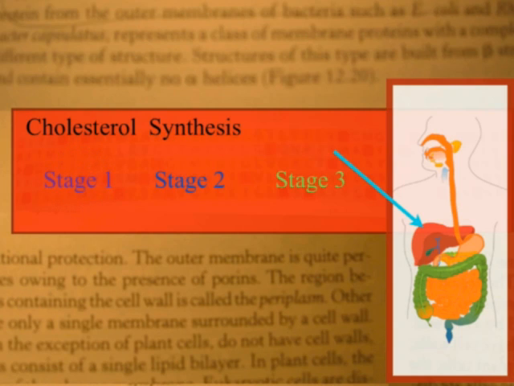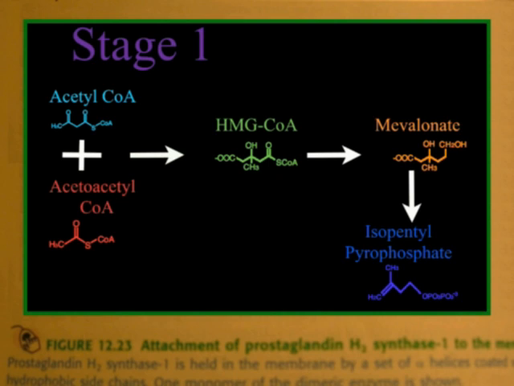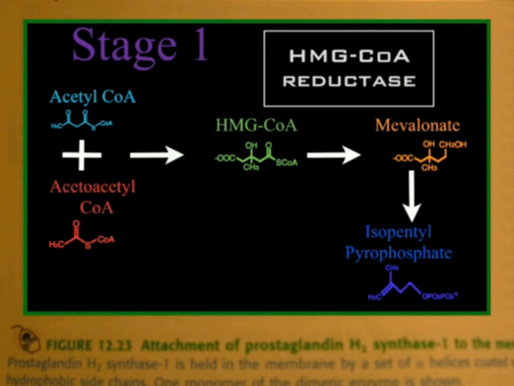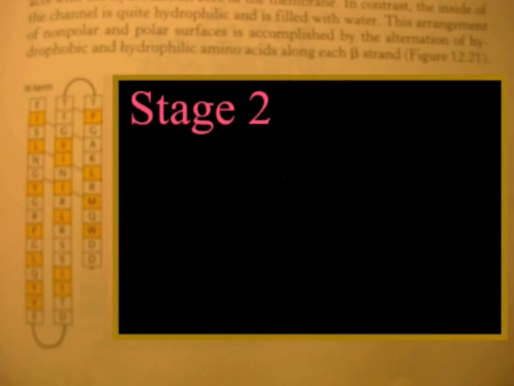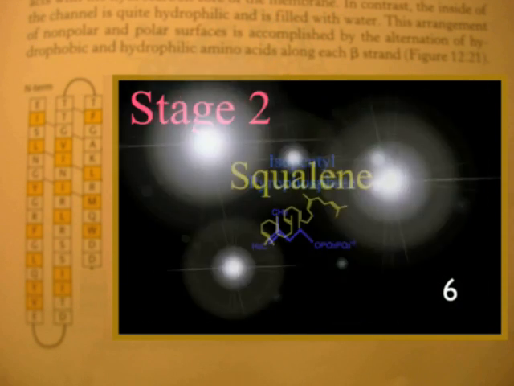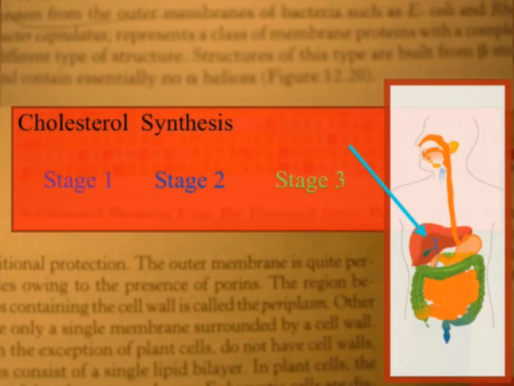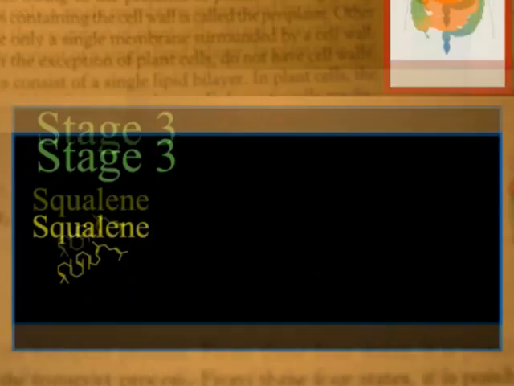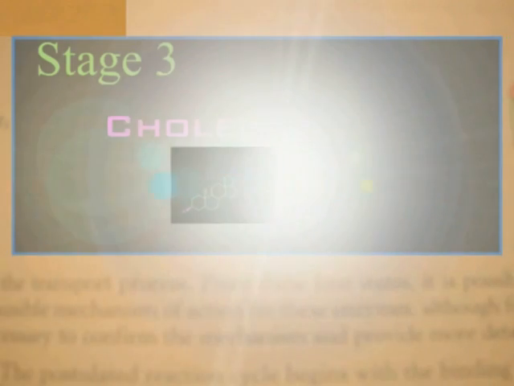During stage 1, there are a number of reactions to convert acetyl-CoA into isopentyl pyrophosphate. This uses the HMG-CoA reductase enzyme. During stage 2, the 6 isopentyl pyrophosphate molecules are condensed to form squalene. And finally, in stage 3, squalene is folded and sealed closed to produce cholesterol.